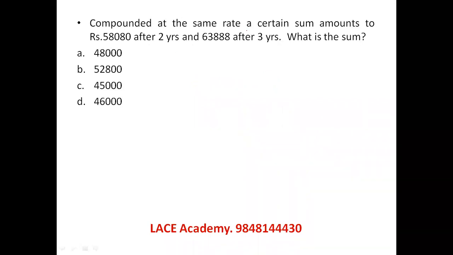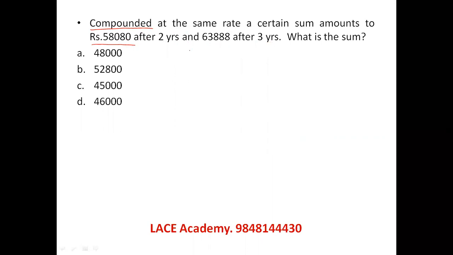Compounded at some same rate, a certain sum amounts to 5,880 in 2 years and 6,388 in 3 years. So 1 year gap is there. So whatever percentage year increase happened, same percentage is the compound interest.